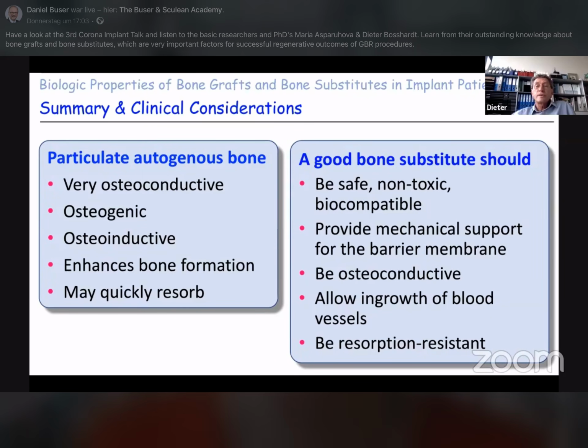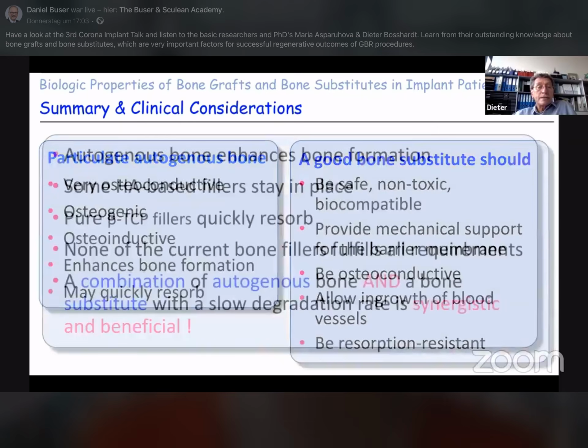And a good bone substitute should at least be safe, non-toxic, biocompatible. It should provide mechanical support for the barrier membrane. It should be osteoconductive. The autologous bone is very osteoconductive. Some substitutes are also quite osteoconductive. It should allow ingrowth of blood vessels, and it should be resorption or degradation resistant.